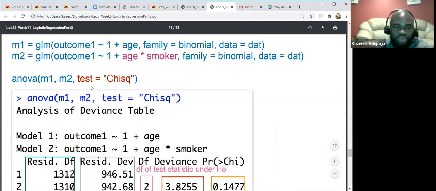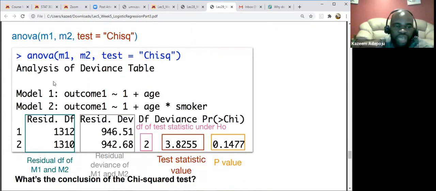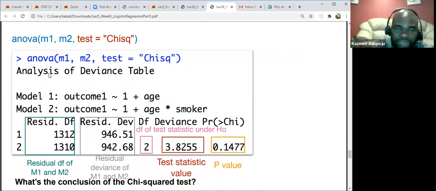The moment you include test equal to "Chisq", of course, it is telling R that this is a way to compare two logistic regression models. Okay, so you have to indicate this. Now this is the result. This is the output. The output is going to come out this way. It's going to be called analysis of deviance.